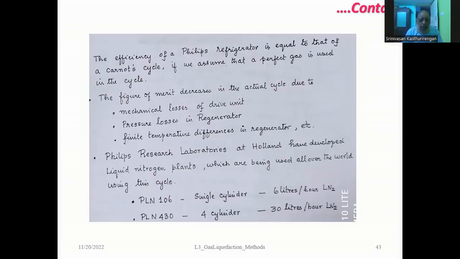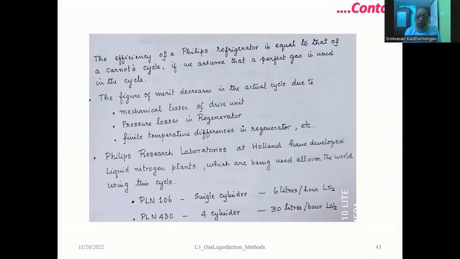One of the reasons is that there are mechanical losses in the drive unit, there are pressure losses in the regenerator, there is a finite temperature difference in the regenerator, etc. So you have losses due to all this. Okay. We talked about the refrigeration cycle. The practical cycle may not be as you see here, but rather almost like a complex geometry. So you may have losses because of various other reasons.